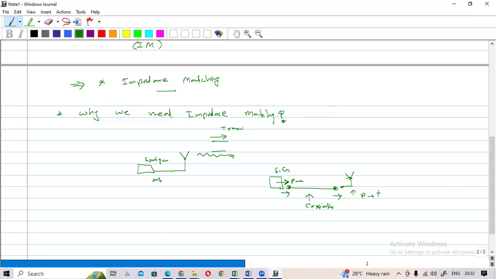So you know that this is the signal generator. The signal generator will have a certain impedance, internal impedance. Normally it is referred to as Zg. That is the generator impedance, Zg.